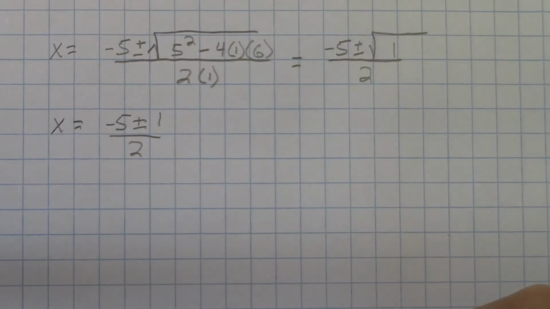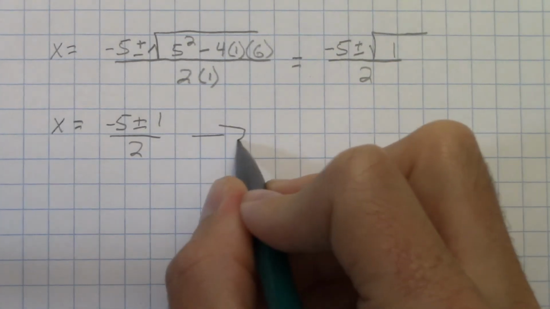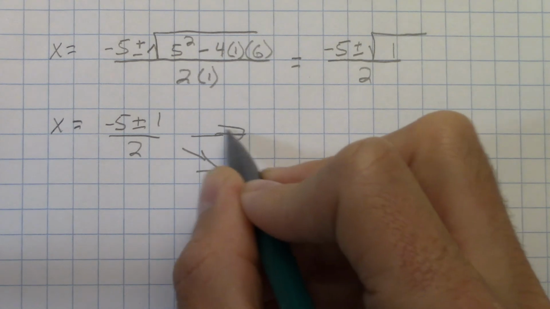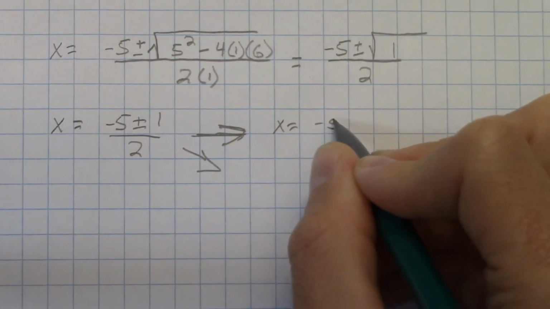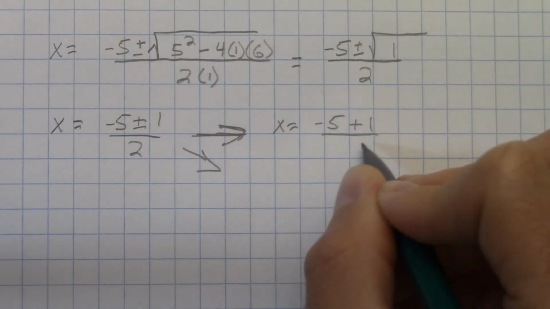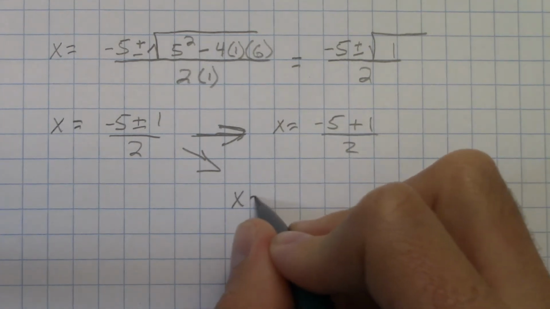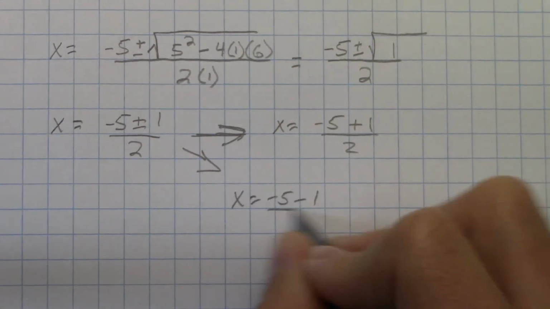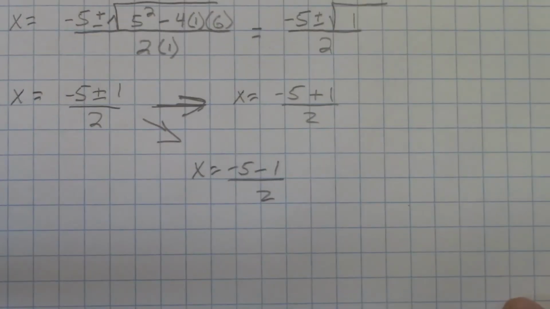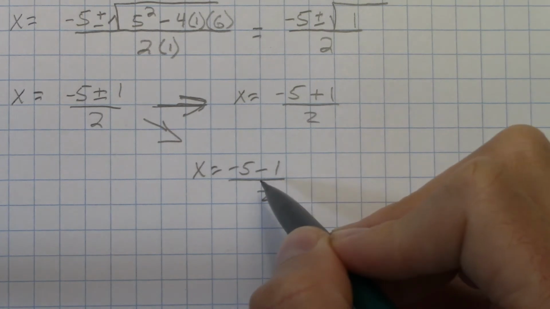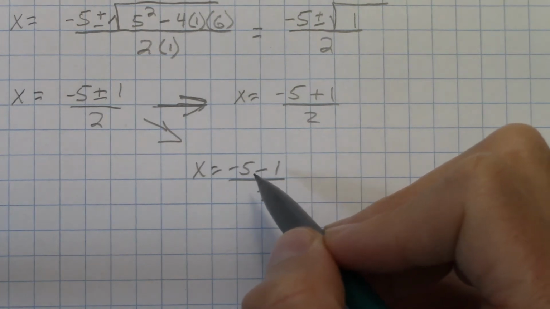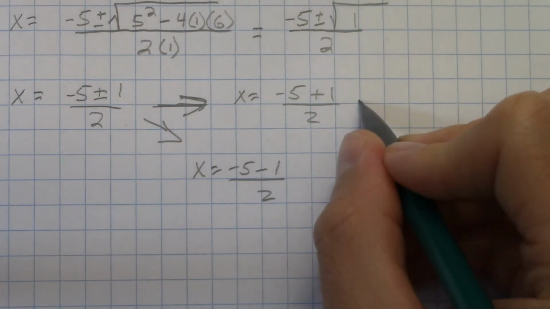And it's at this point when we want to break this off into two different problems. So this actually becomes two different things. You won't always see me do this, but this is really just x equals negative 5, the plus version of 1, over 2, and then x equals negative 5 minus 1 over 2. So hopefully this is refreshing your memory. That's what that plus minus meant. It's really just two different problems. We're going to have two different solutions because it is a polynomial of degree 2.